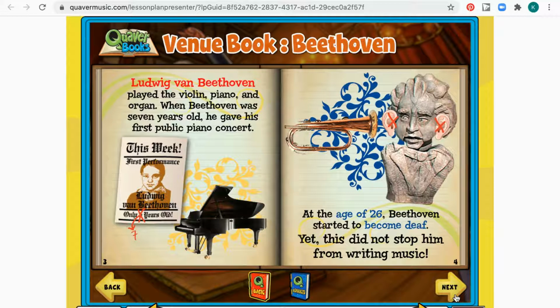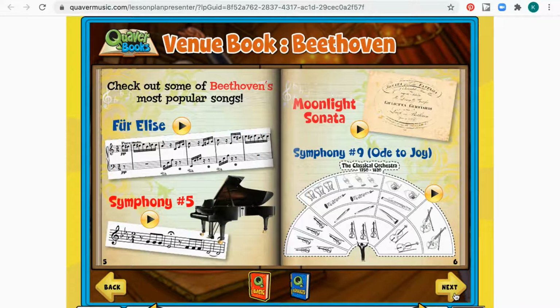So then at the age of 26, Beethoven started to become deaf, but it did not stop him from writing music. Now here are a couple of his most famous songs. We already listened to the last one, which was Symphony No. 9, Ode to Joy. You can see an outline of the classical orchestra setup. If you go to the symphony these days, this is the same setup that you'll see, except behind the timpanis, the trumpets, and the French horns, that's where the choir will be.